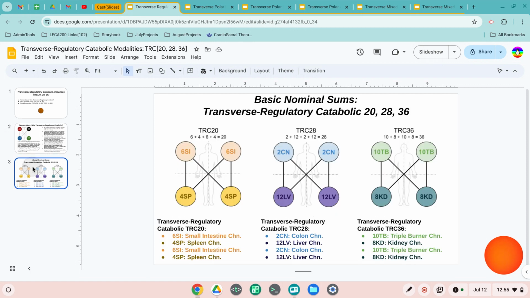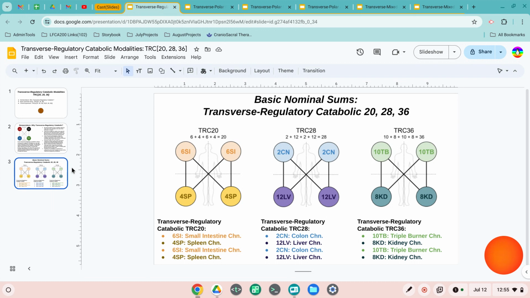Slide 2, Basic Nominal Sums. Transverse regulatory catabolic 20, 28, and 36. The 3 modalities shown here are some of the more common patterns used in treating clinical complaints. Setting the semantics of their physiological expression aside, this material will provide a valid nomenclature useful for categorizing the modes themselves and their orientation within the scope of the global balance method. Proceeding from left to right, the transverse regulatory catabolic modalities are composed as follows.